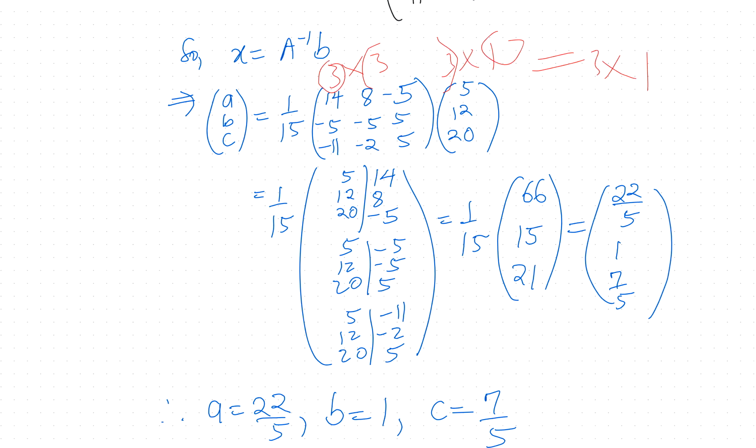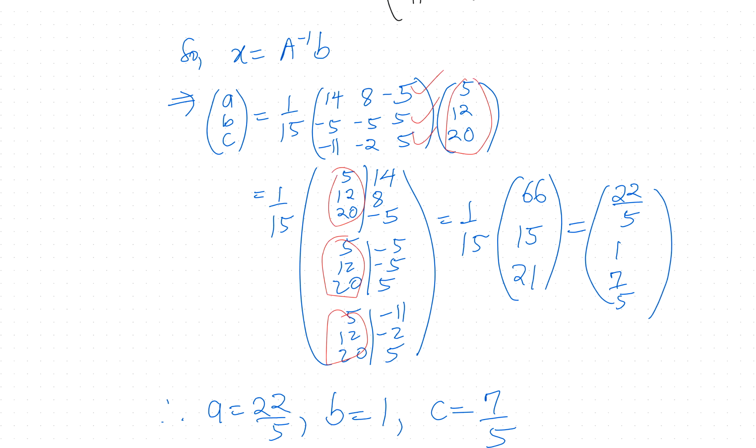So in that case, all you just need to do now is, I always refer to the number of columns: 1, 2, 3. In that case, you're going to write this one 3 times. So you have 5, 12, 20, 5, 12, 20, 5, 12, 20. And then you put these over it: 14, 8, minus 5 for the first one. For the second one, minus 5, minus 5, 5. For the third one, minus 11, minus 2, 5.